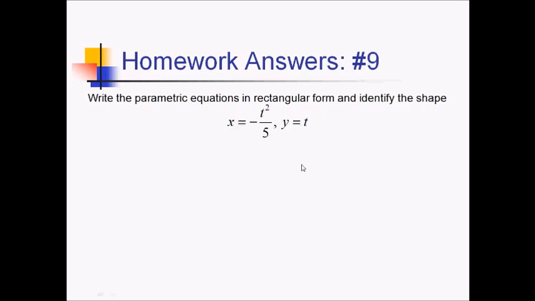To write these parametrics in number 9 in rectangular form, you'll notice that we don't have any trig functions, so we can just use normal algebraic substitution. We see here that t equals y, so we can just rewrite this as x equals negative y squared over 5. And if we have a single squared variable in here, that means we have a parabola.